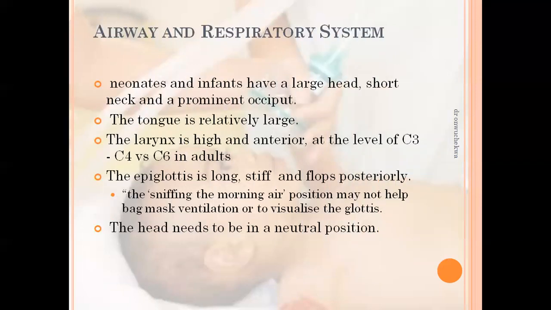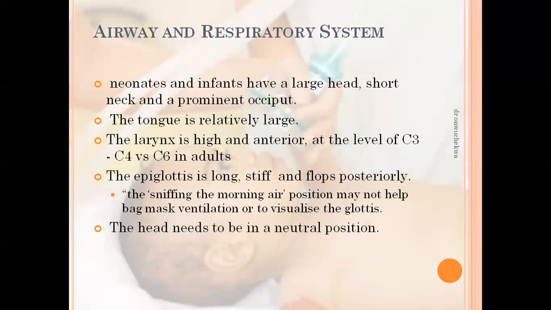We will start with the airway and the respiratory system. As we know, neonates and infants have a larger head, a short neck, and a prominent occiput. The tongue is relatively large. The larynx is high and anterior at a level of C3 to C4, as opposed to the adult, which is about C6. The epiglottis is long, stiff, and flops posteriorly.